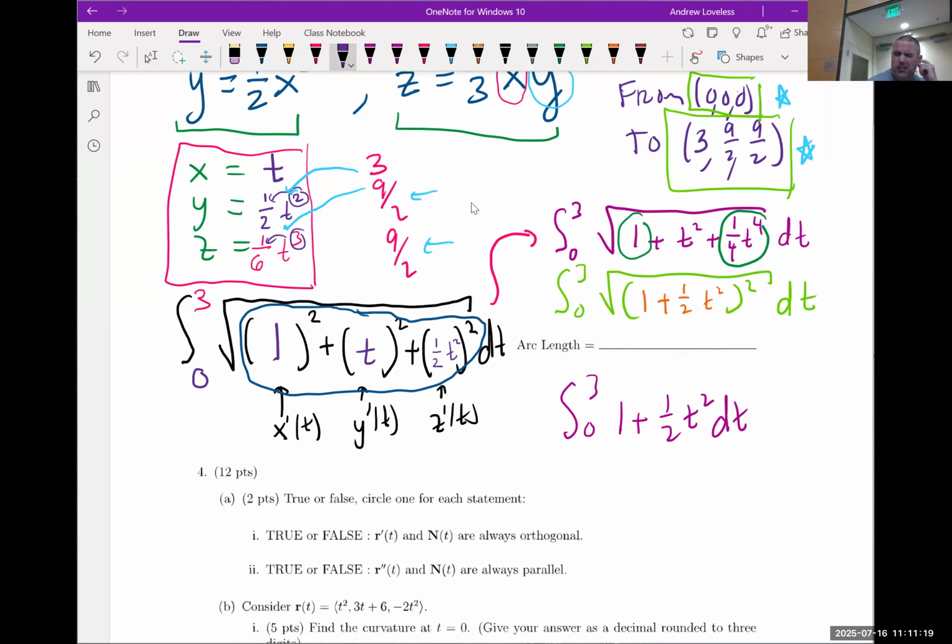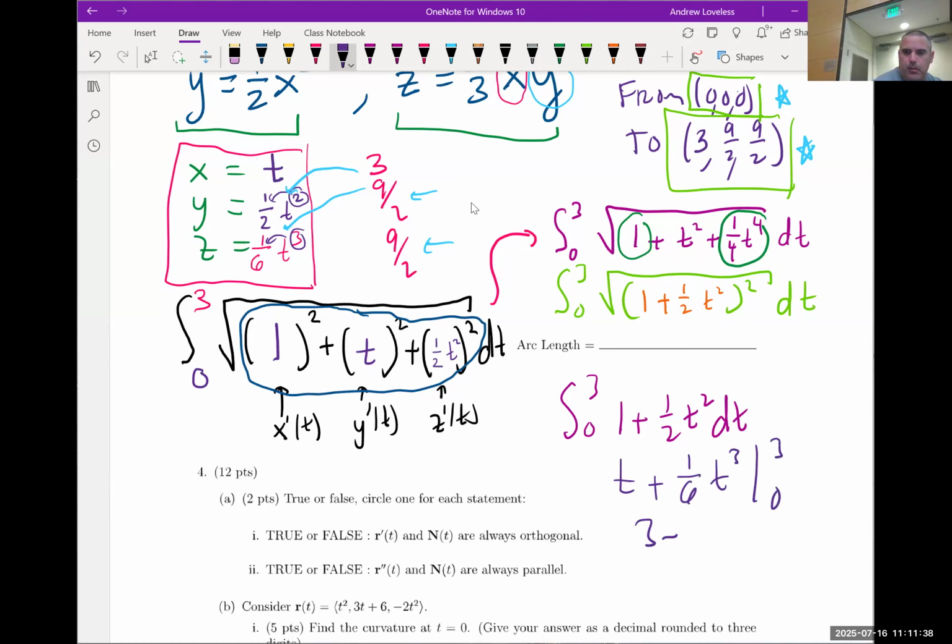Now we get to flex our calculus 2 muscles. We don't have to flex them too hard. Antiderivative? Okay, tell me the fraction that comes next here. 6th, yeah, because we integrate, it becomes t cubed over 3 from 0 to 3.